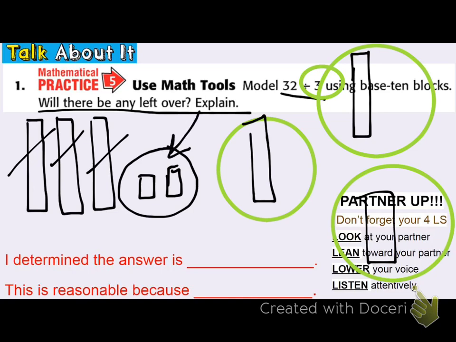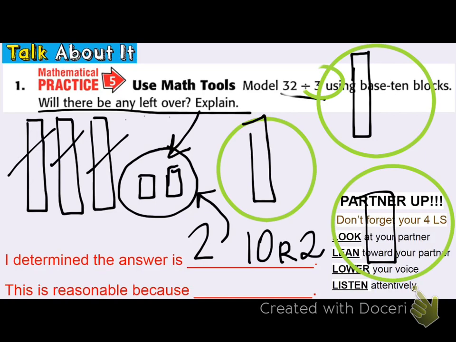So if I go back to the question, it says, will there be any left over? Explain. Okay? Well, each group will have 10. And I determined the answer is there will be 2 left over. I know there's 2 left over because I don't have 3 ones. So the answer would be 10, remainder 2, or 2 left over. There's 10 in each group with 2 left over.